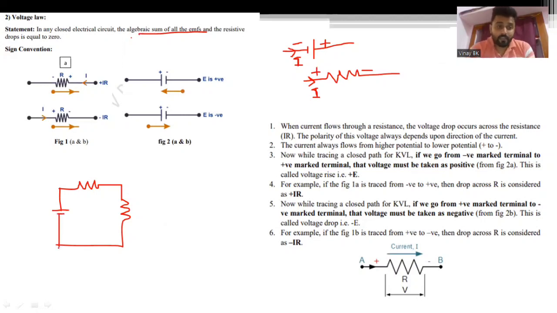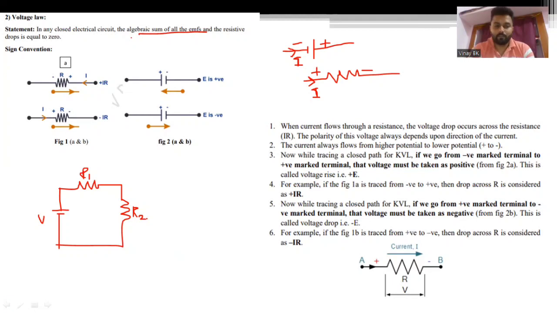Now the steps to solve KVL problems. First, in a problem, if the direction of current is given, that is fine. If the direction of the current is not given, what do you have to do? You have to give the direction of current yourself. So how will you give the direction of current?